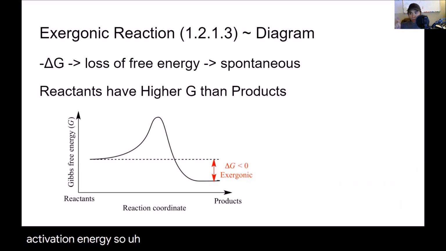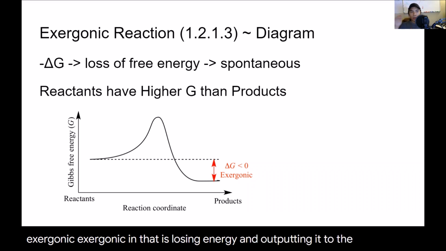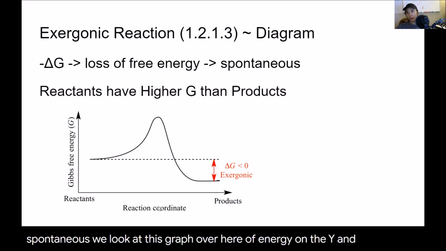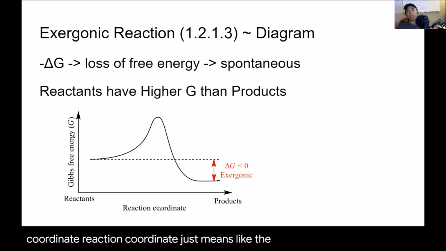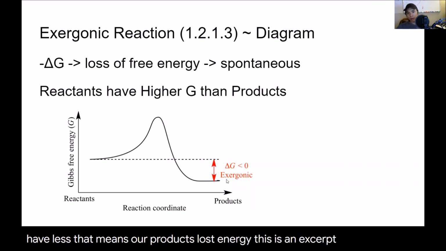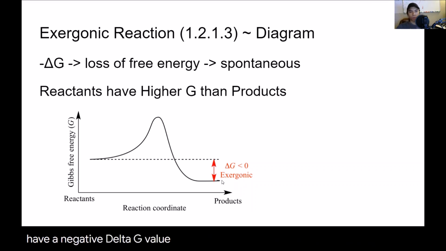So a reaction with a negative delta G value is said to be exergonic. Exergonic in that it is losing energy and outputting it to the environment. So negative delta G means you have a loss of free energy, which means that it's spontaneous. We look at this graph over here with energy on the y and reaction coordinate. Reaction coordinate just means the progress of the reaction. We see that our reactants have more free energy than our products, and our products have less. That means our products lost energy. This is an exergonic reaction. You have a negative delta G value.